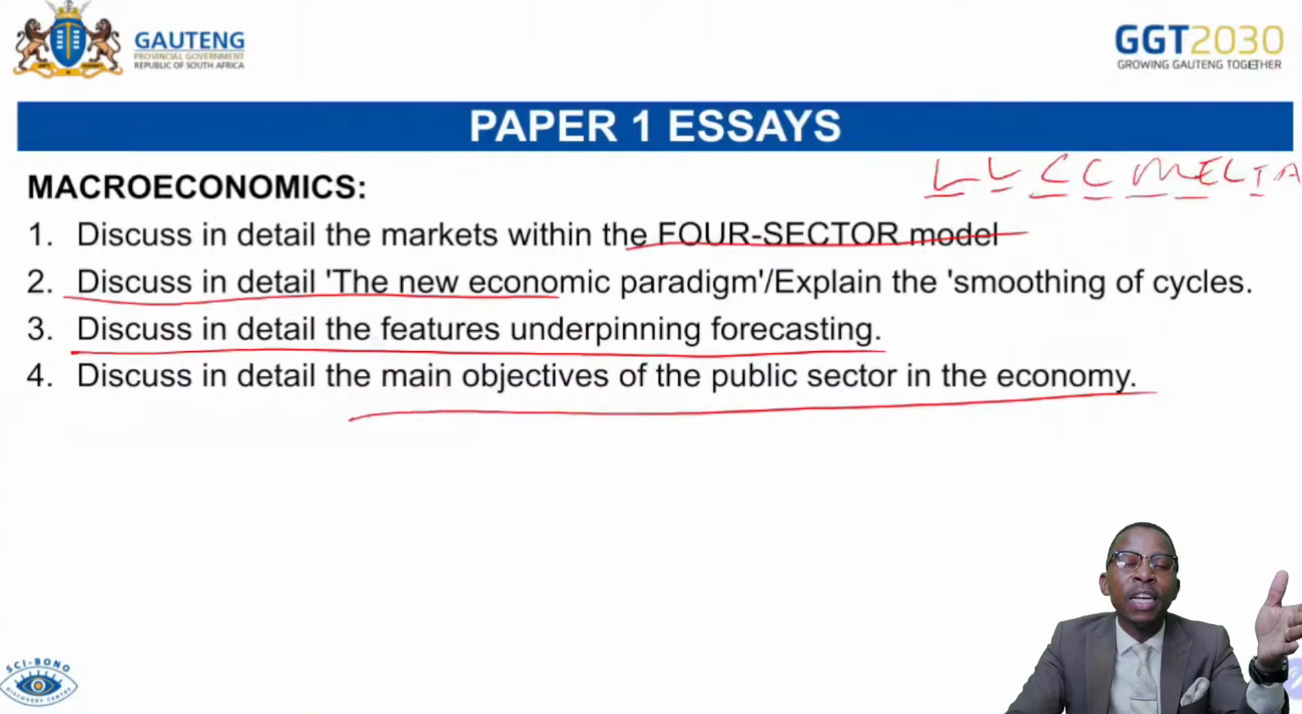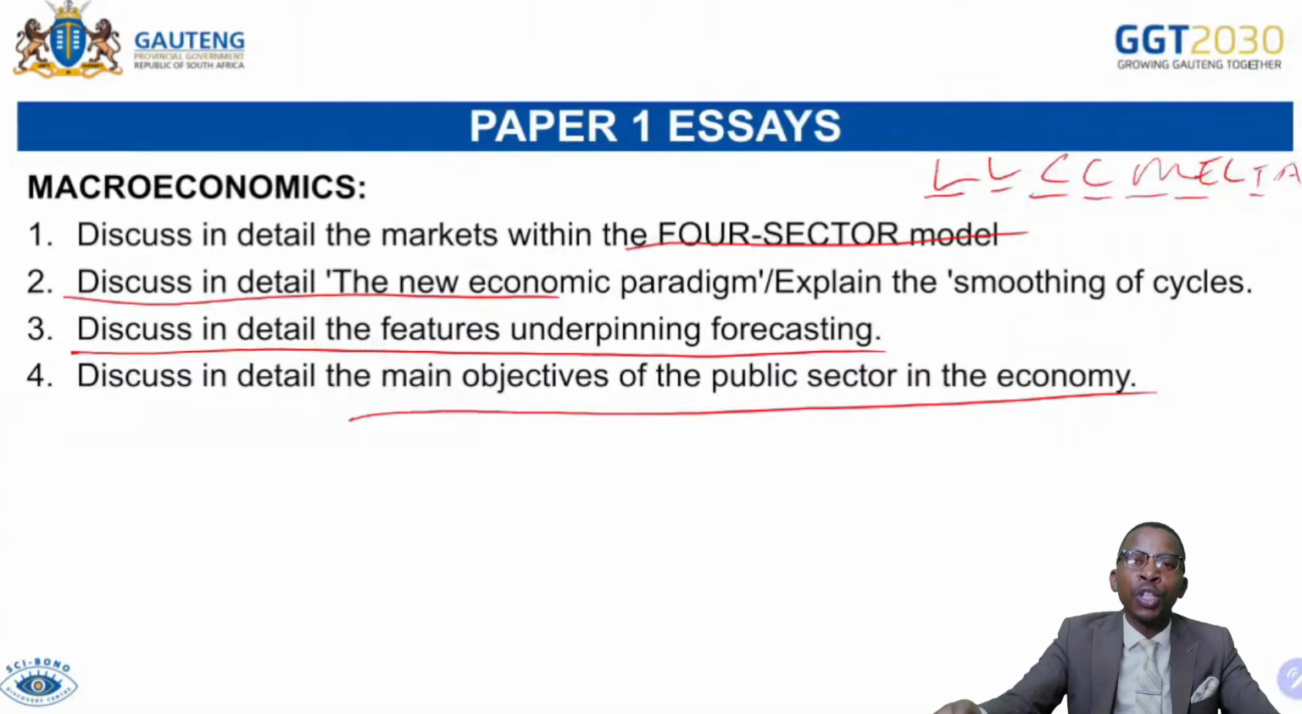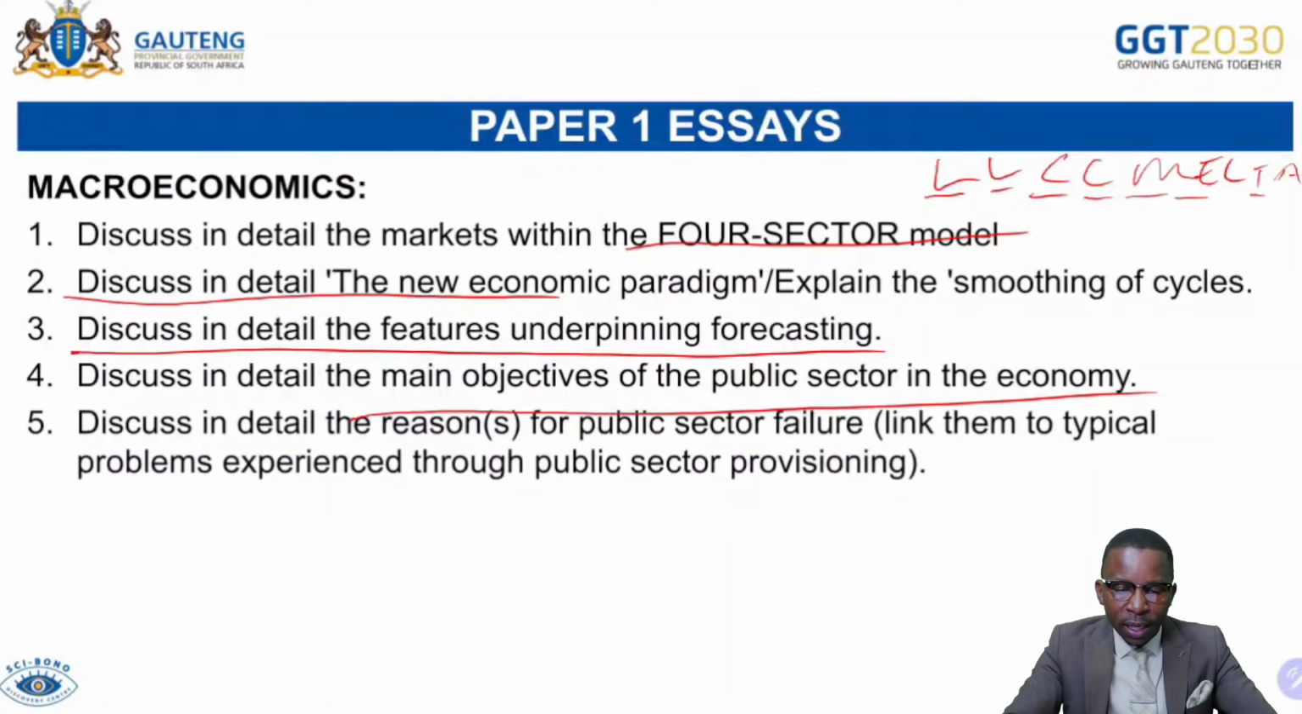Economic equity, that's when in the country we don't face high levels of inequality. There are no huge income gaps within the country. So the state can intervene through some redistribution process to avoid or reduce economic inequalities. And then we continue. Discuss in detail reasons for public sector intervention linking them to poor public sector provisioning.